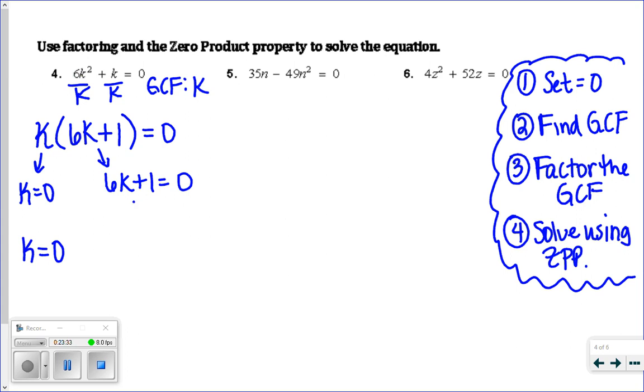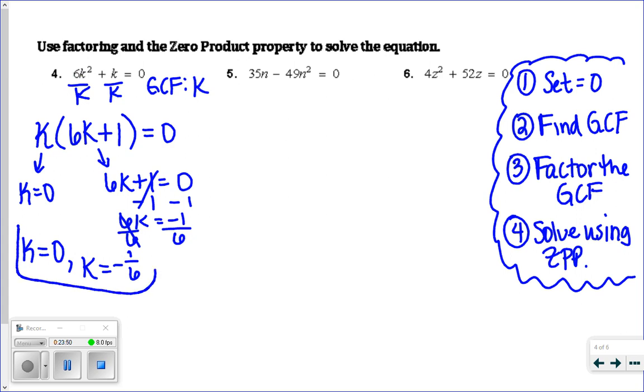The other solution is when we solve this. So let's move the 1. That gives me 6k equals negative 1. And then divide by 6, and that leaves k alone. So my other solution is that k could be negative 1/6. So I have two solutions, as we've noticed happens a lot in polynomials. One is 0 and the other is negative 1/6. Those are the solutions that make that equation true. You could plug them both in and you'll notice that both of them make this equal to 0 and satisfy the equation. Let's try number 5.